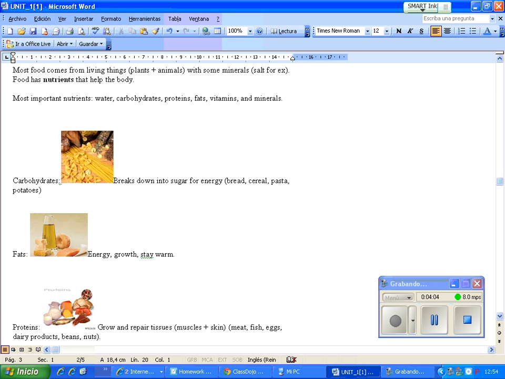Carbohydrates. The body breaks down carbohydrates into sugar for energy. Bread, cereal, pasta, potatoes are all carbohydrates. Fats. The body uses fats for energy, growth, and to stay warm. Some fats are oil, donuts.